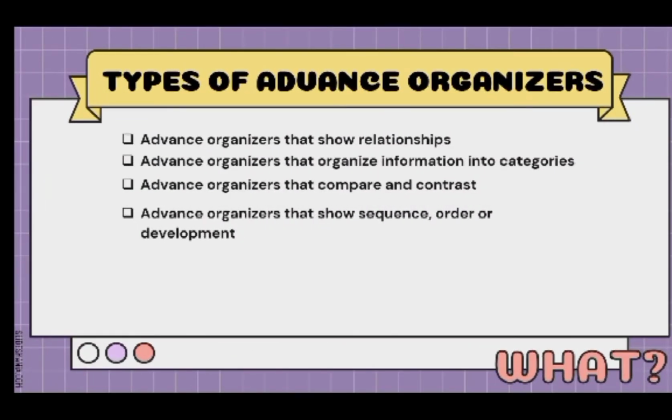There are different types of organizers based on their uses. We have advanced organizers that show relationships. We also have organizers that organize information into categories. We also have graphic organizers that compare and contrast. And lastly, we have advanced organizers that show sequence, order, or development. Let's have each one of them.